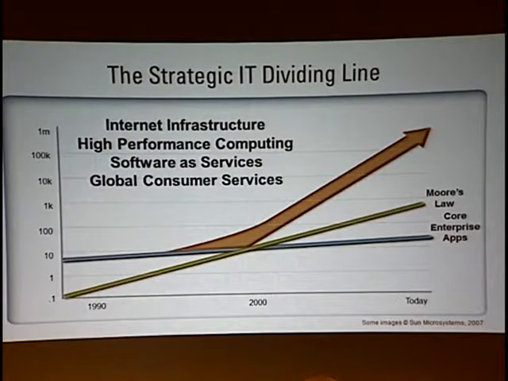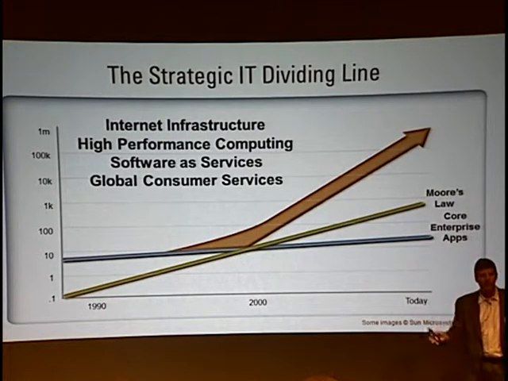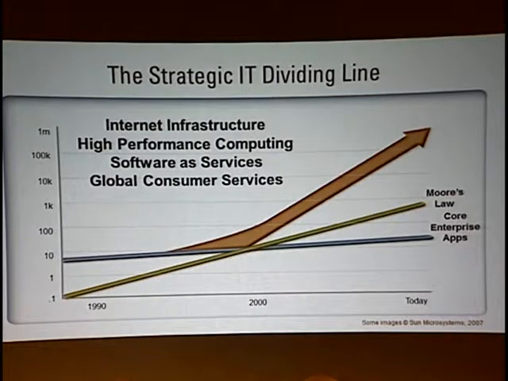Around the same time, we were seeing the internet bubble, when we saw companies doing internet infrastructure, high-performance computing, software as a service, and global consumer services, where all of a sudden it was possible to not only serve people in my local geography, but to serve people around the world, to store pictures from cameras, to really change the way business was working. And these companies are growing faster than Moore's Law.